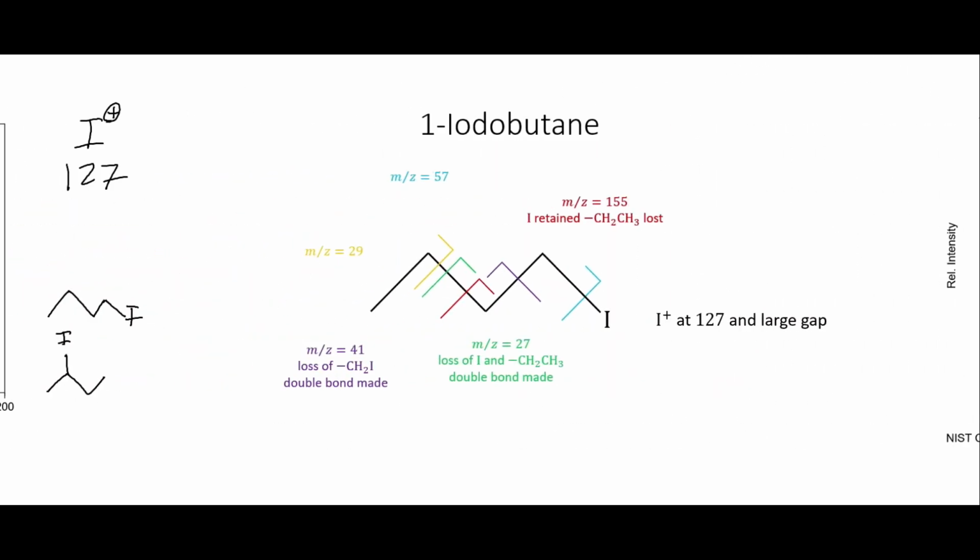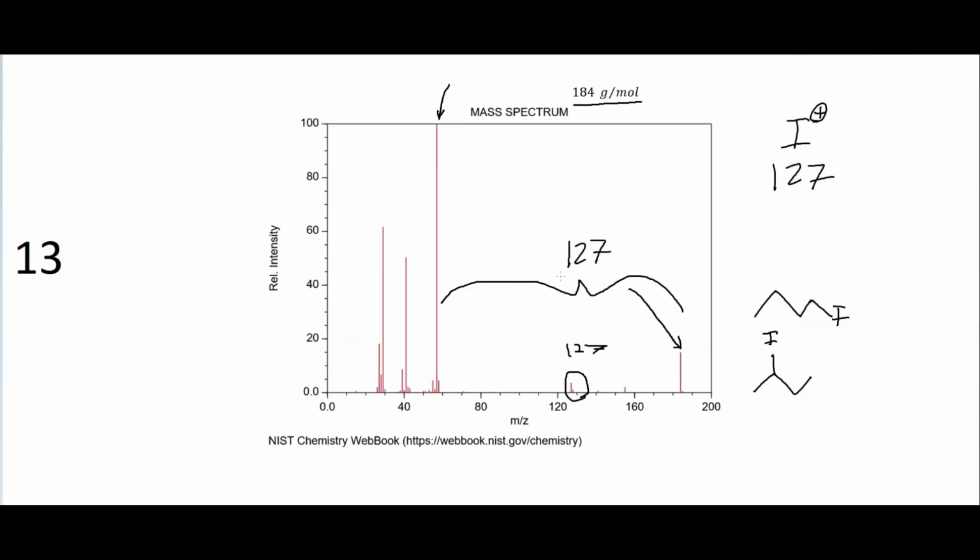But we know just from this 127 gap here and the peak at 127 that we have an iodine here. Then we can use the other peaks to sort of determine what size of alkyl group we have on it. So we have the 57 here, we have the 41 right there, we have the 29 right there. And so those all tell us what kind of alkyl group we have here.